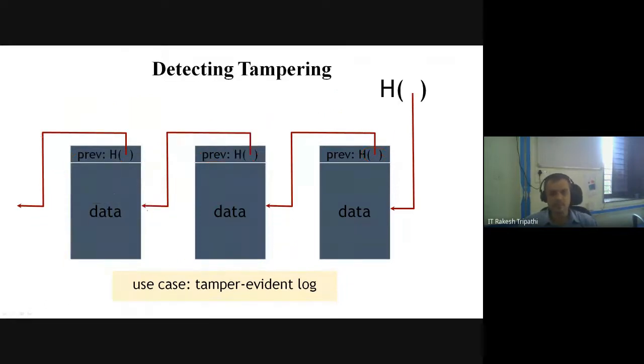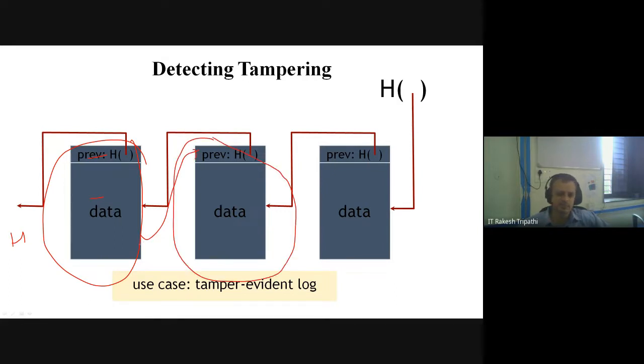Now what is happening? I have the data and the previous hash. I compute a hash with the hash function. Whatever the outcome is, I write here. I compute a hash on this. Whatever the outcome is, I write here. And then I compute a hash on this, and whatever the outcome is, I write here.